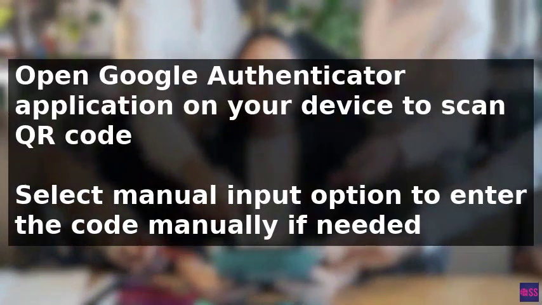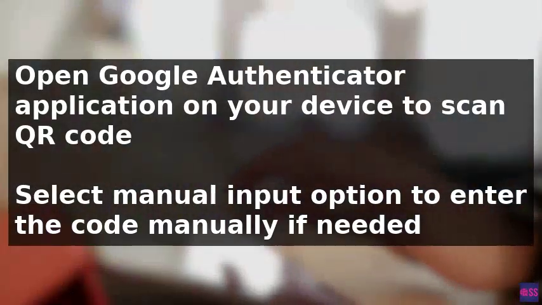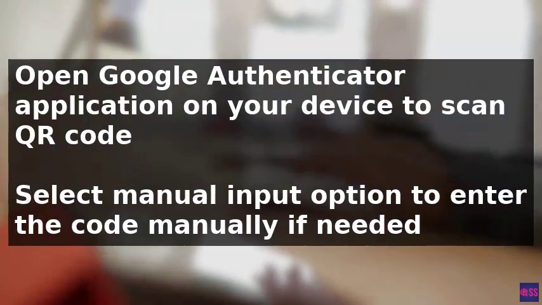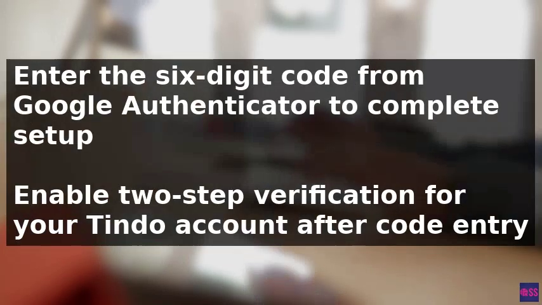After submitting the code, a QR code will be displayed. Open the Google Authenticator application on your device and scan the QR code. Or select the manual input option and enter the code manually.